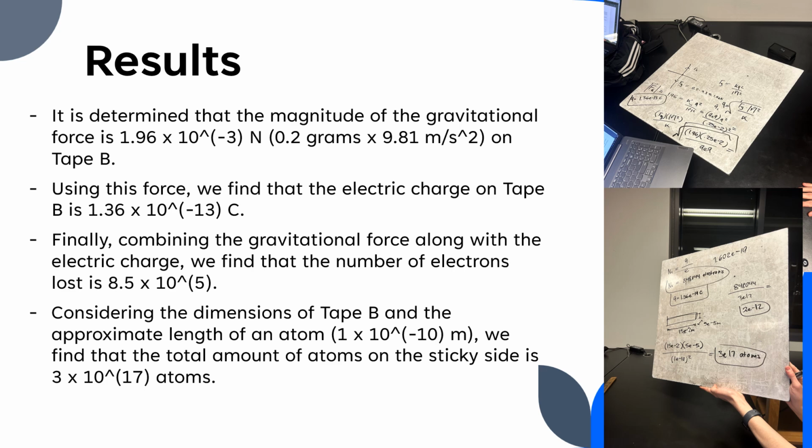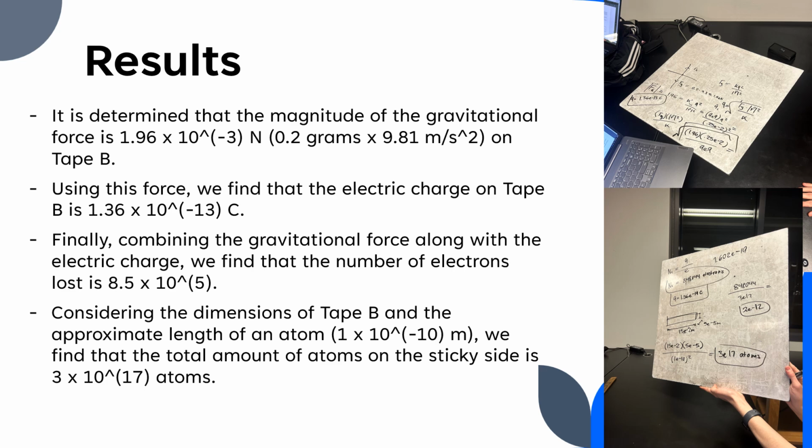So the results. Our group determined that the magnitude of the gravitational force was 1.96 times 10 to the negative 3 newtons because we calculated the weight of the tape as 0.2 grams and we multiplied that by gravitational force. We used gravitational force to find that the electric charge on tape B was 1.36 times 10 to the negative 13 coulombs. And finally, combining these two answers that we got, we found that the number of electrons lost was 8.5 times 10 to the fifth, or 850,000 electrons.